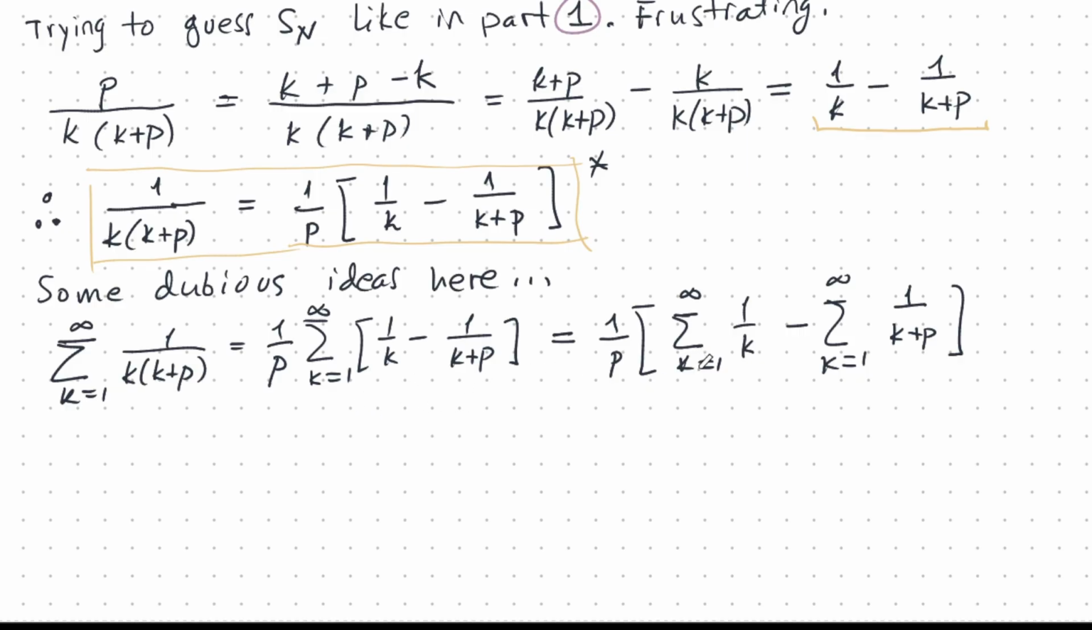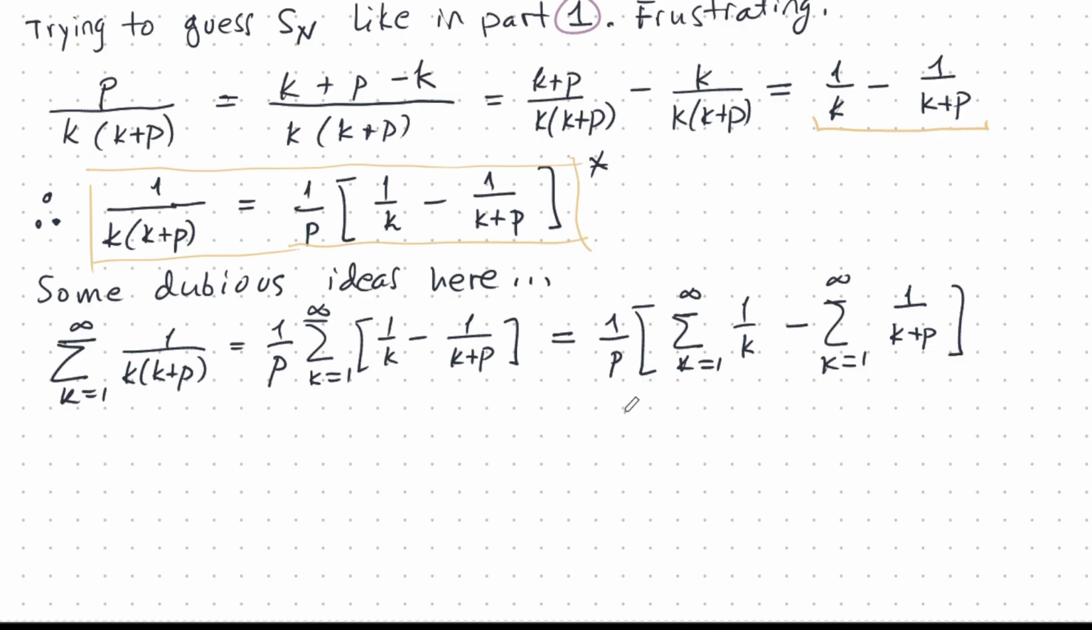Not only that, this is not even defined. This is a divergent sum, and this is divergent. So what we have here is the difference of two divergent series. They're not even sums, they're divergent series that don't have sums. And so what does this even mean?